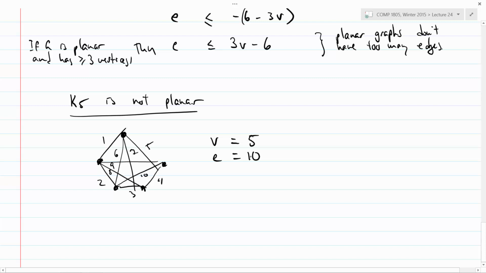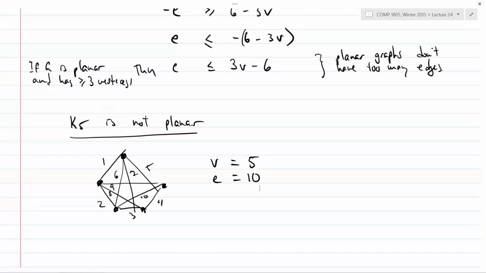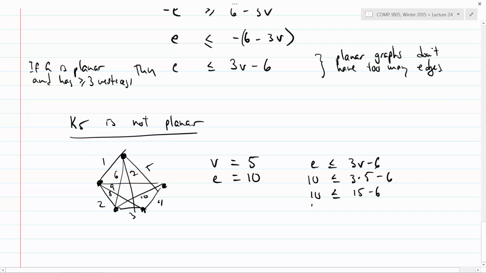So, let's look at what's going on. If it were planar, we would have that E is less than or equal to 3V minus 6. And for us, that means 10 is less than or equal to 3 times 5 minus 6. So that says that 10 is less than or equal to 15 minus 6. So 10 is less than or equal to 9, and that's not true. So that means K5 cannot possibly be planar, because it violates this thing that's true for all planar graphs. So this is another graph that's not planar.